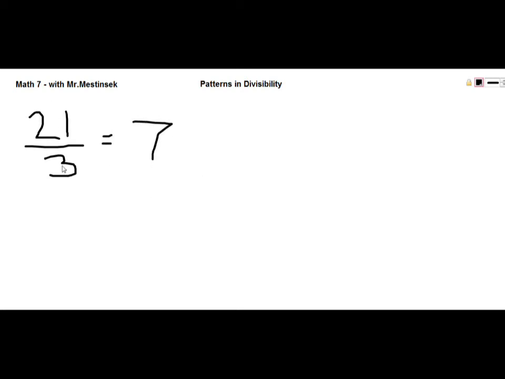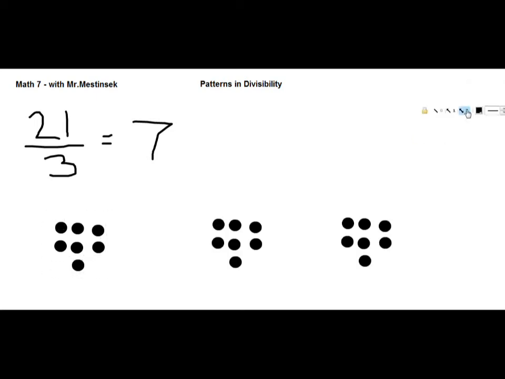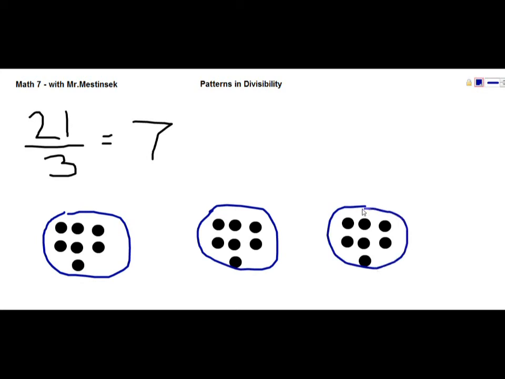Okay, that makes 21 things divided into 3 equal groups. Each group is going to have 7 things in it. Okay, and we could draw that out. So here we have one group of 7 dots, two groups of 7 things, and 3 groups of 7 things. So just like before, 3 groups, that's the divisor, 7 in each group, that's the quotient. Total number of things, 21, that was our dividend. So 21 divided by 3 is 7, great. That means that 21 is divisible by 3.